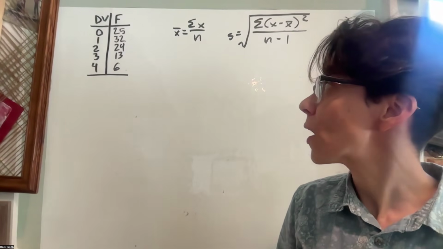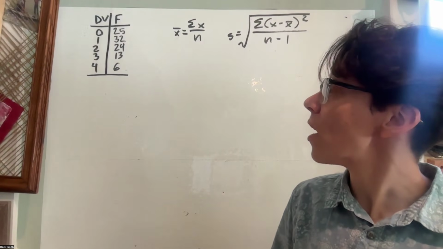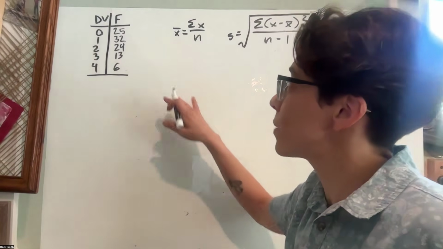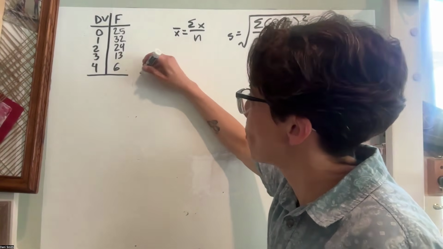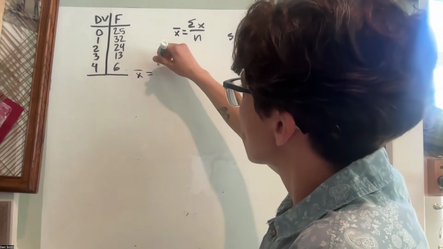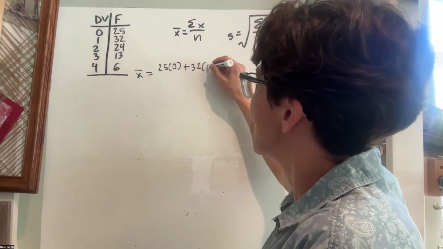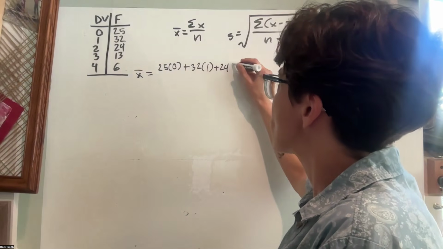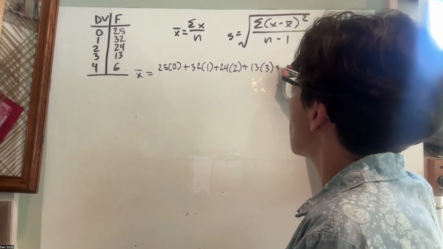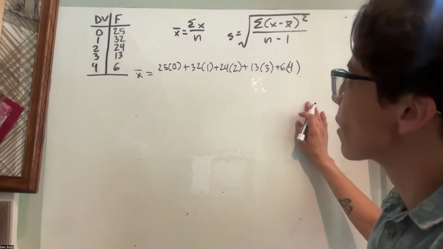Okay, so to start, we are going to calculate our average because we don't have that yet. So in order to do that, we're working with a frequency table. That means that my sum of x is going to be frequencies times data values. So 25 zeros, 32 ones, 24 twos, 13 threes, and 6 fours. Okay, so that's all our data values.